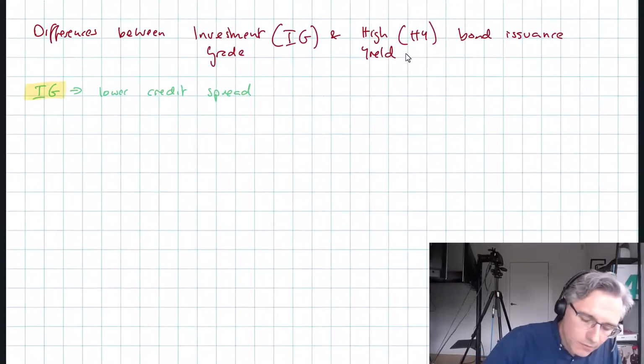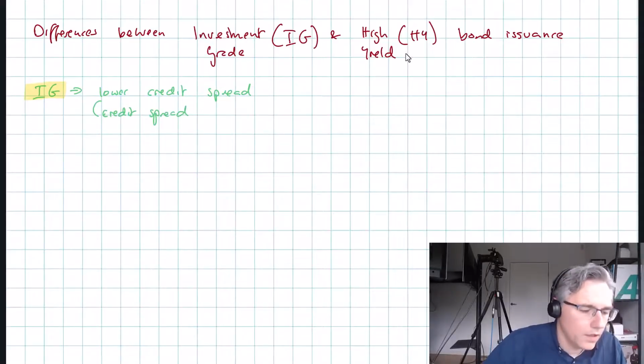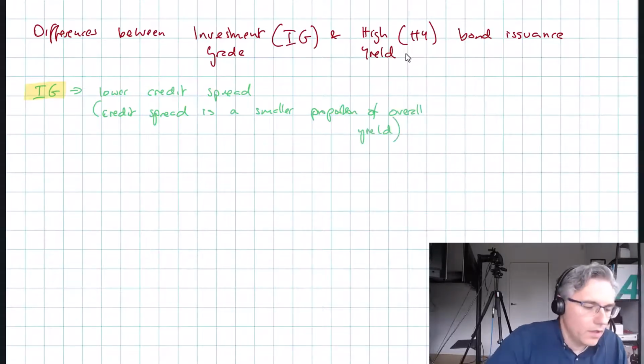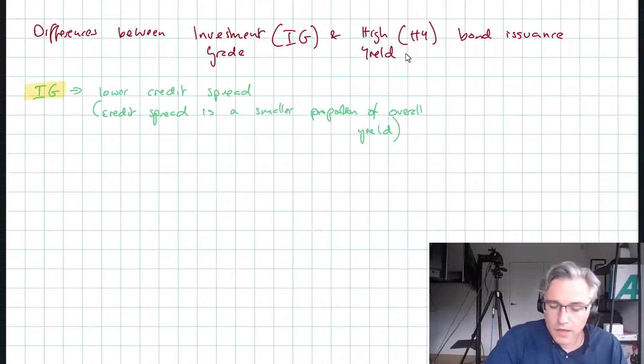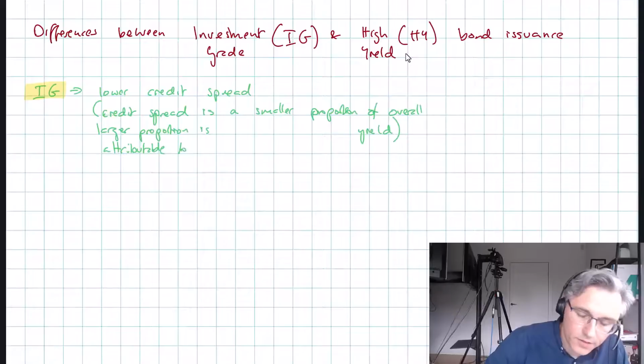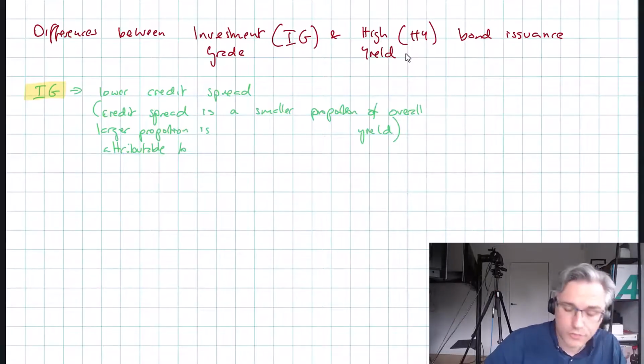Let me write this down. The credit spread is a smaller proportion of the overall yield. Obviously, a larger proportion is attributable to the government benchmark yield.